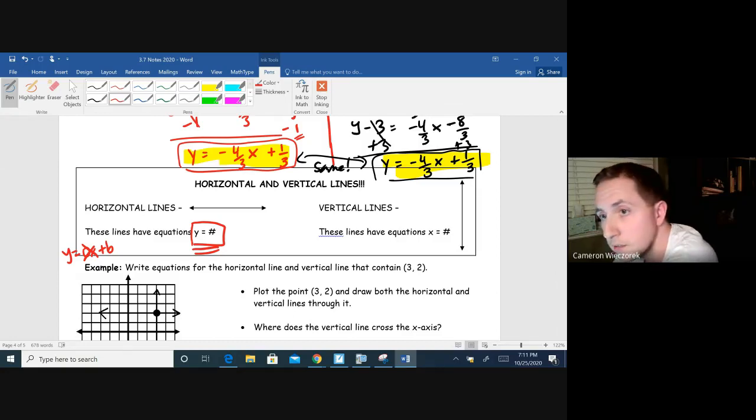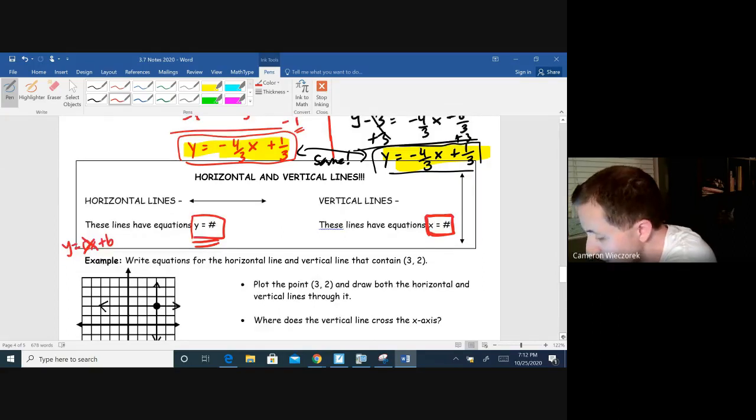And on the flip side, if you flip the line and make it vertical, these always start with x equals a number. So these cannot be written in slope-intercept form. Vertical lines start with x equals. Horizontal lines start with y equals. And they'll always just be followed by a number after the equal sign.